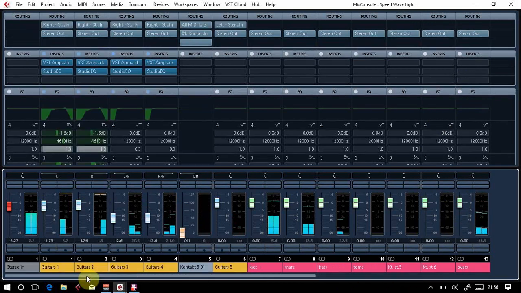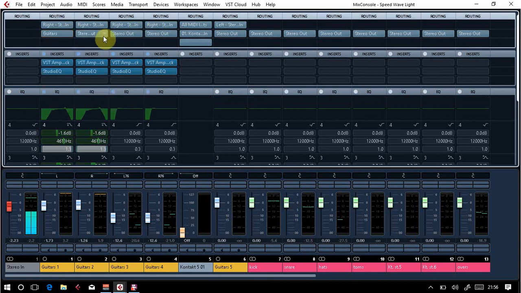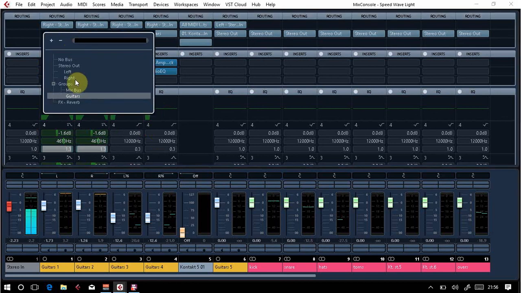So whatever I do here will affect all the guitars, but it's not doing that at the moment, because I've got to go back to one of these guitars and look at the routing, how it's routed through. At the moment it's going to stereo out, but I've made a group channel, so I can go on these output buttons and send them to a guitar group. So each one of these now, 1, 2, 3, 4, are heading to my guitar bus, my guitar group channel.